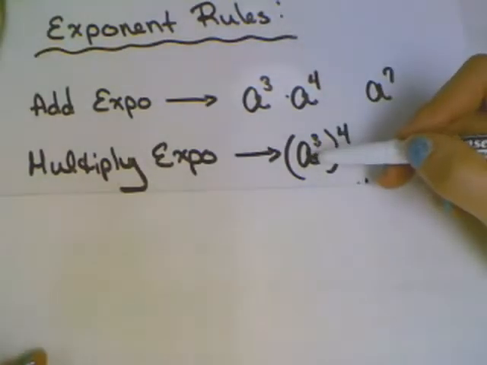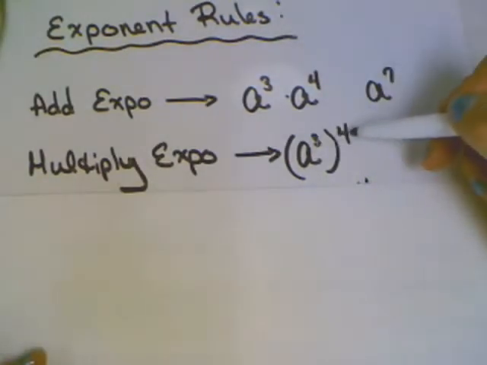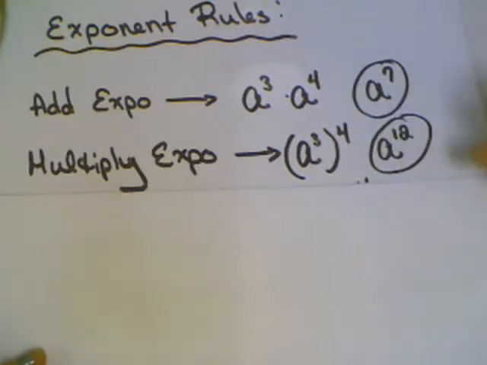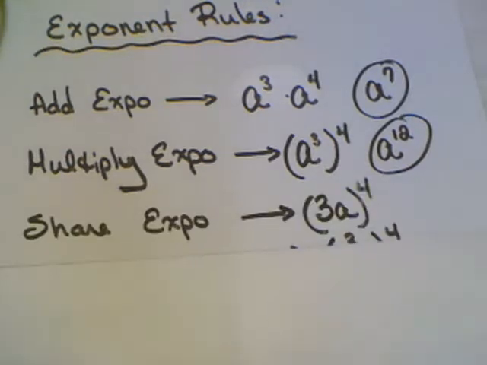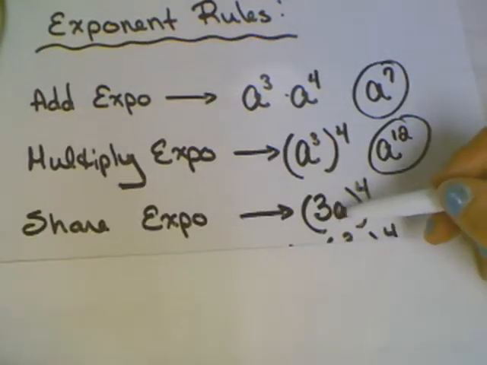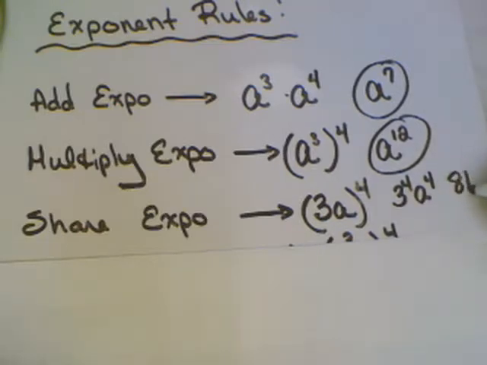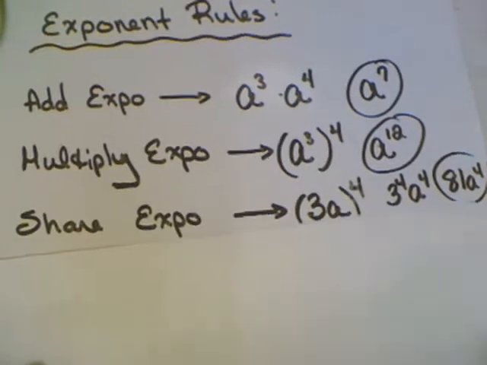If I am raising a power, a to the 3rd, to another power, the 4th power, I'm going to multiply the exponents. So I'm going to get a to the 12th. If I have a product inside of parentheses to a power, I call this the share exponent rule, because I'm going to have 3 to the 4th and a to the 4th. But 3 to the 4th power is a number, it's 81, so I can simplify to be 81 a to the 4th.